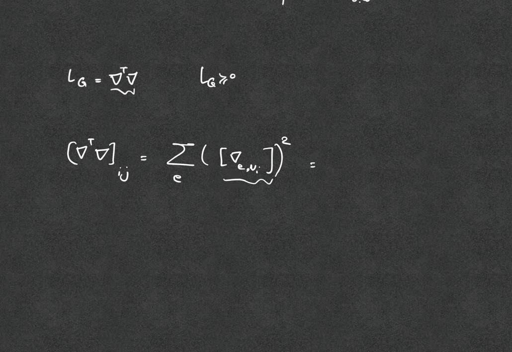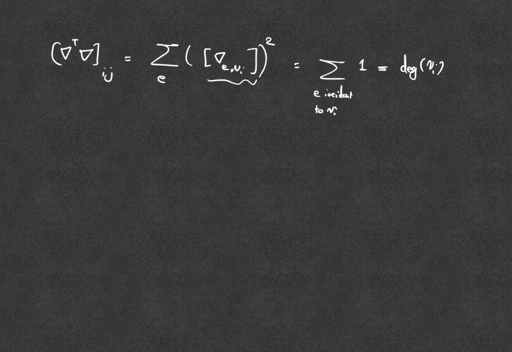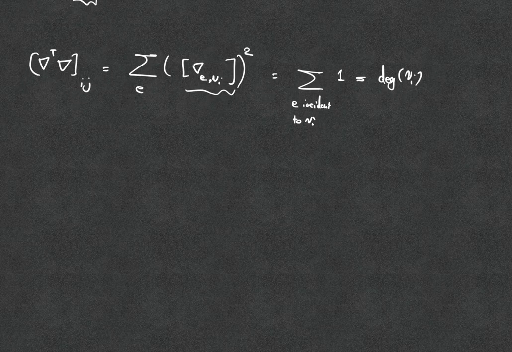Which essentially squares this value. So for every E incident to VI, you're going to have a value of 1, and what exactly this gives you is the degree for node VI. Note that this is for the case of I being equal to J.